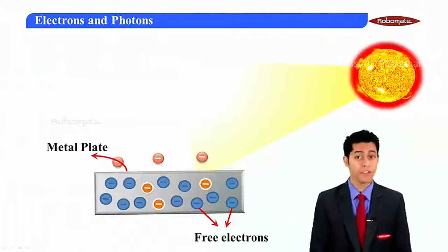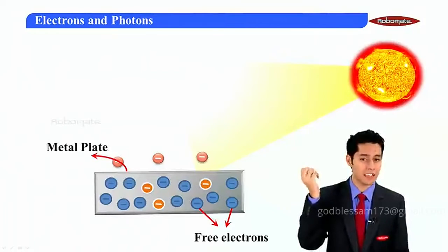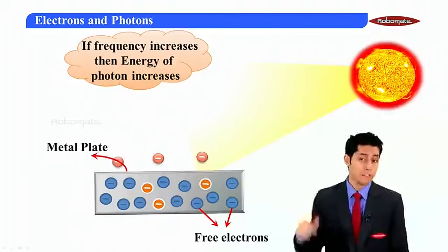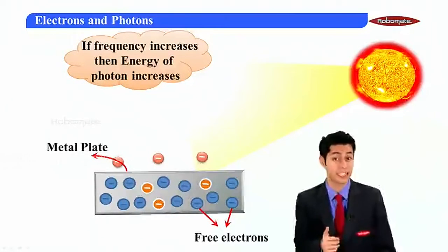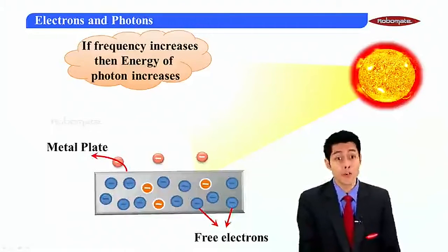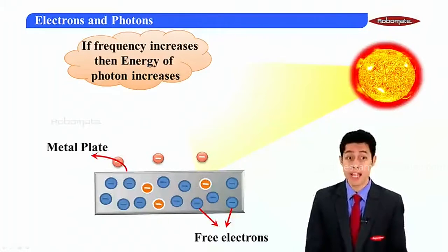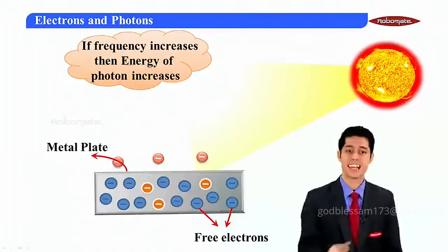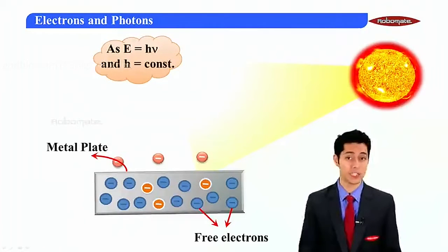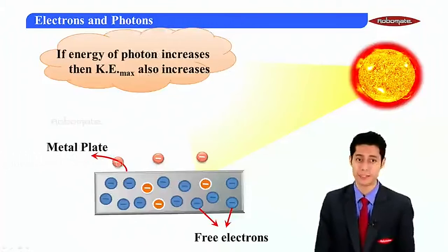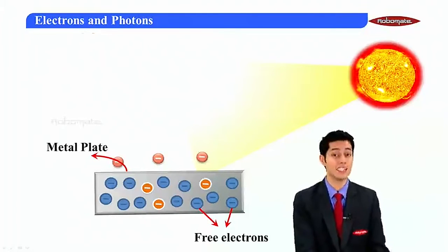In this module, what we first consider is a metal plate, certain free electrons, and light, which is giving energy to these free electrons. We know that if the frequency of this light goes on increasing, then the energy of the photon also goes on increasing, because we know that E is equal to h nu. When h is constant, if nu increases, then E has to increase.